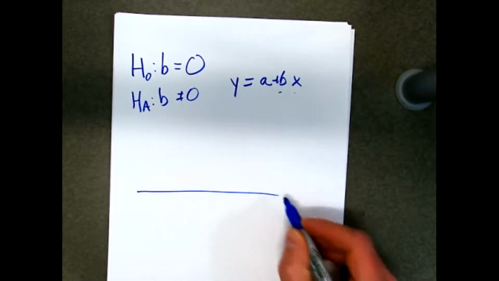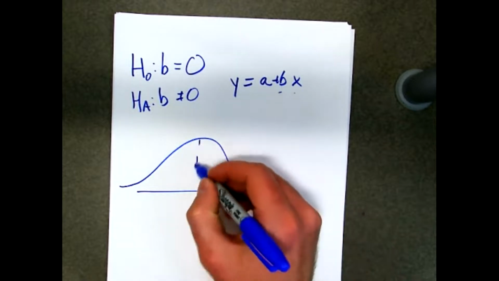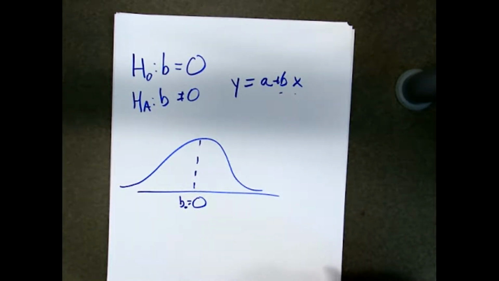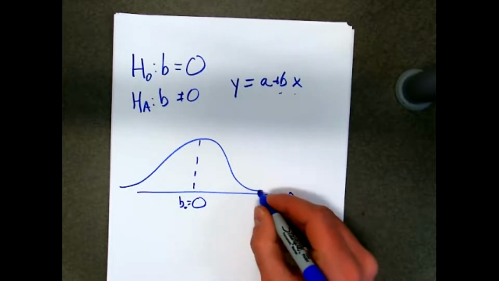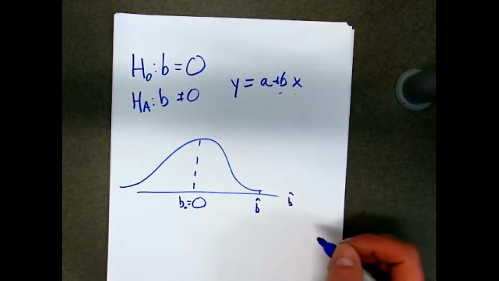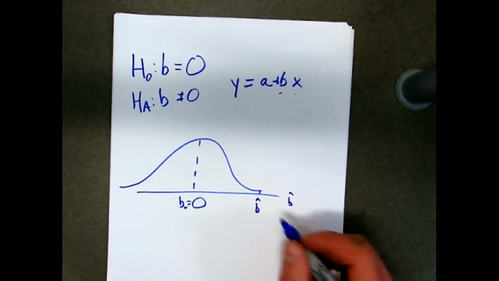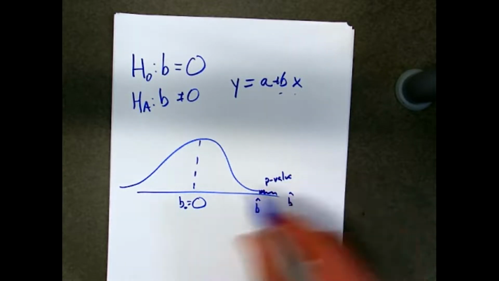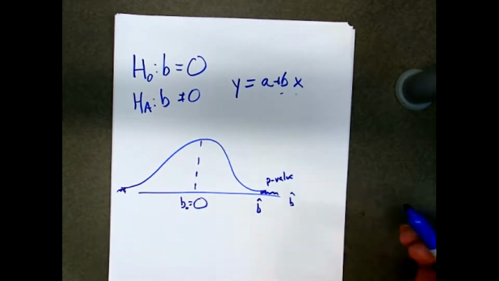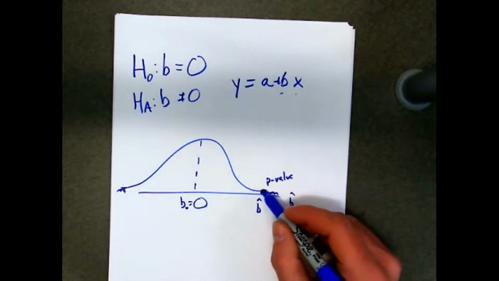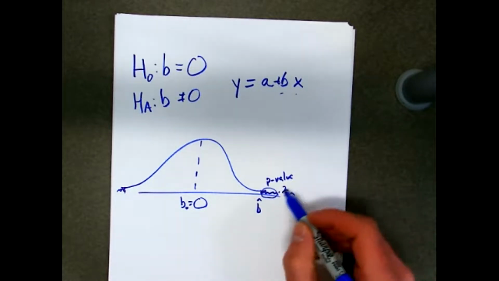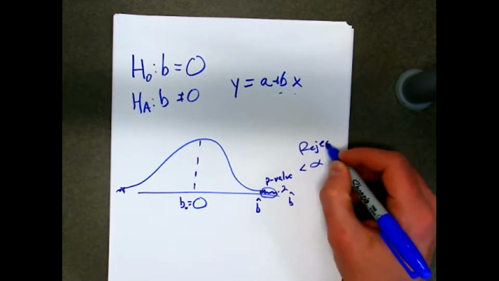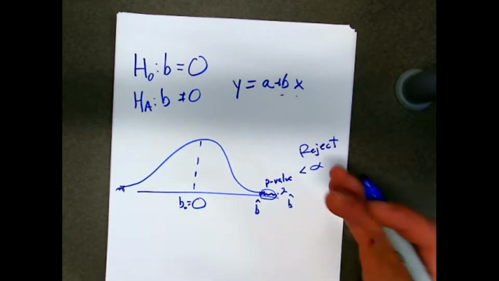Because if we think about it, let's say I've assumed that this true relationship is 0, but I see a sample slope coefficient way out here, and I end up with a p-value. Now it's a two-tailed test, so technically I would have a side over there as well, but if I take this, multiply it by 2, if my p-value is less than alpha, I can reject the null, just like before.